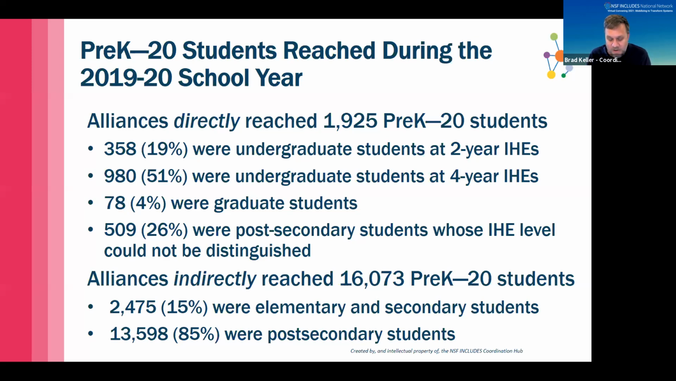As shown in this slide, the 8 alliances directly reached a total of 1,925 pre-K through 20 students during the 2019-20 school year. Of this number, 19% were undergraduate students at 2-year IHEs, 51% were undergraduate students at 4-year institutions, and 4% were graduate students. An additional 509 students, or 26%, were classified as post-secondary students whose IHE level could not be distinguished. In addition, the alliances indirectly reached a total of 16,073 pre-K through 20 students during the school year. Of that number, 15% were elementary and secondary students, and 85% were post-secondary.